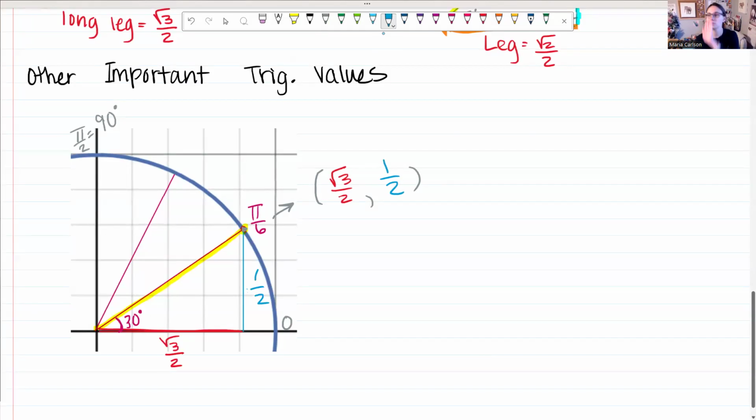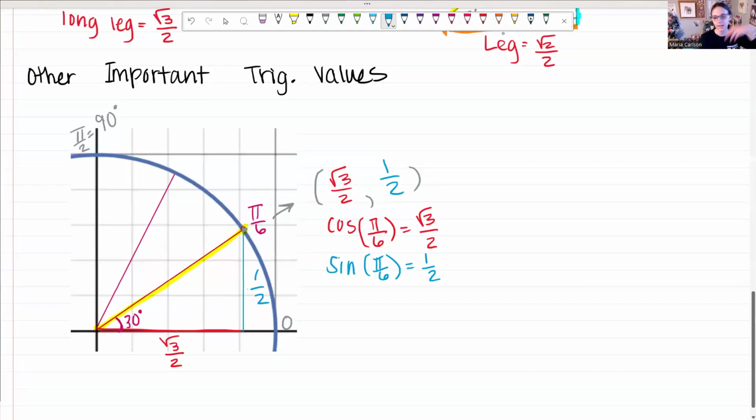Square root of 3 over 2 is the x value, y value is 1 over 2. So this then tells me that the cosine of pi over 6, or the cosine of 30 degrees, is the square root of 3 over 2. And the sine of pi over 6, or the sine of 30 degrees, is 1 over 2, because x is always your cosine, sine is always your y. And again, this is the same as the cosine of 30 and the sine of 30 in degrees.